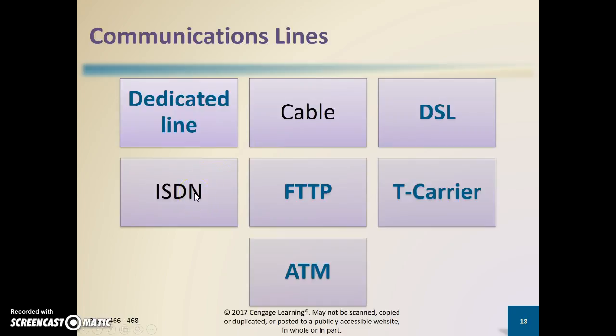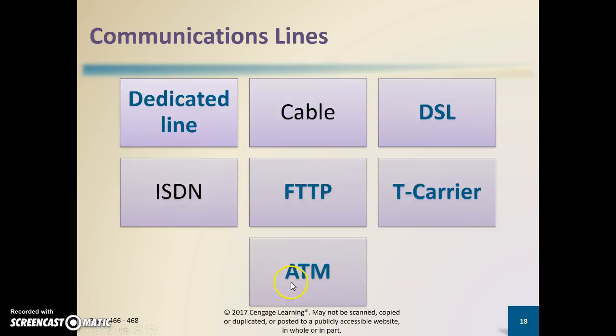ISDN stands for Integrated Services Digital Network, and this is also a copper phone line or wire. FTTP stands for Fiber to the Premises, and this is another high-speed communication line. T-carrier is a long-distance digital phone line. It can be very expensive, so usually only businesses have that.